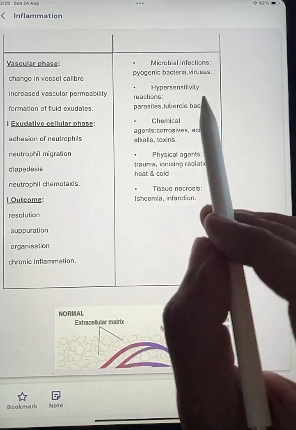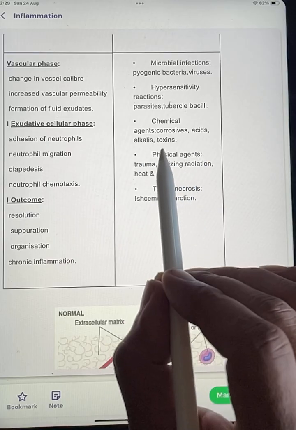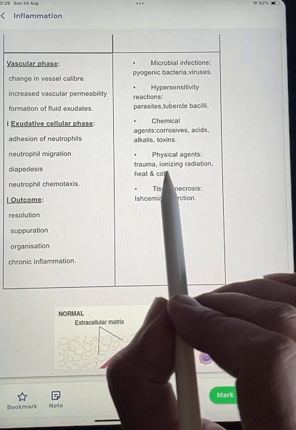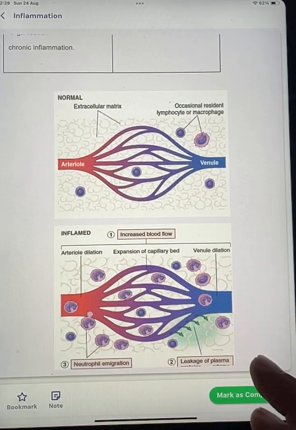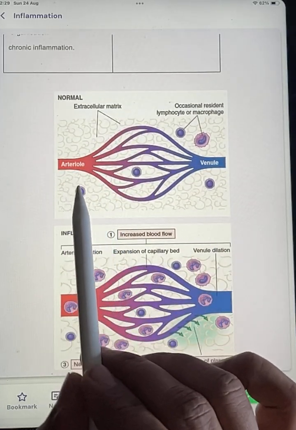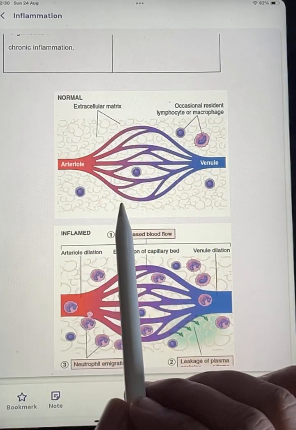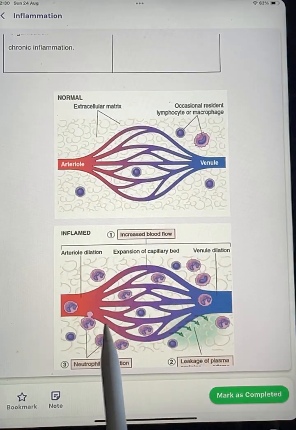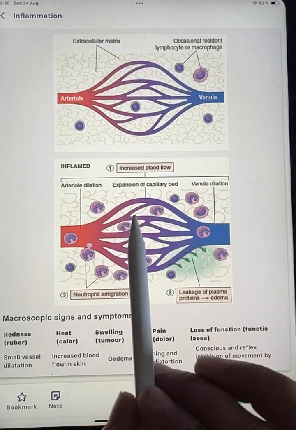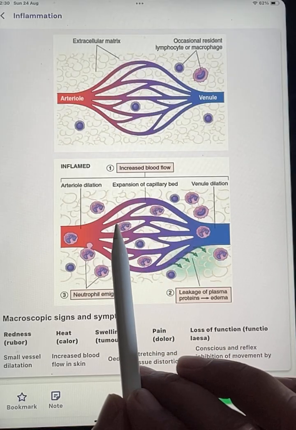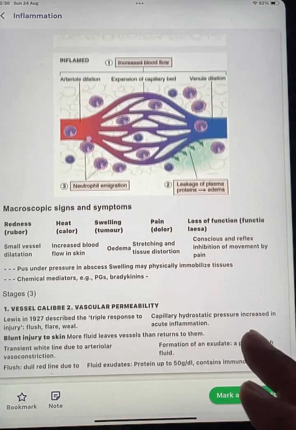Microbial infections may be the cause, as may hypersensitivity reactions, chemicals, corrosive acids, alkalis, toxins, and physical agents. These may cause acute inflammation. This is the diagram showing the arteriole and this is the venule, with the extracellular matrix, normal. When inflammation occurs, there is expansion of the capillaries, and the cells migrate inside. This is called the acute phase.